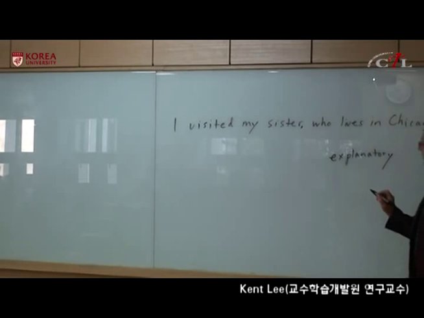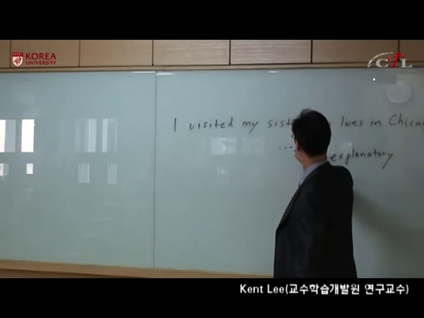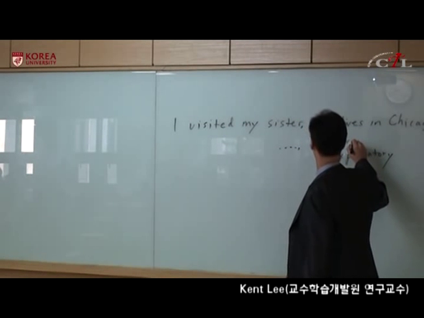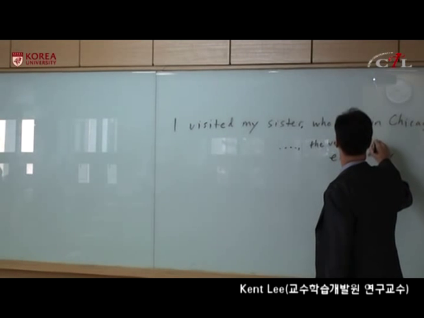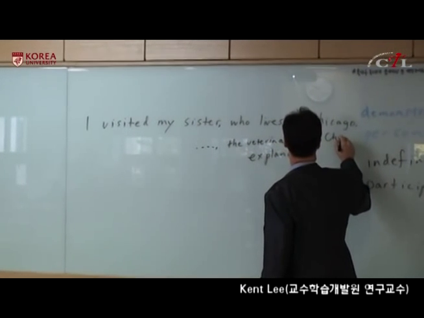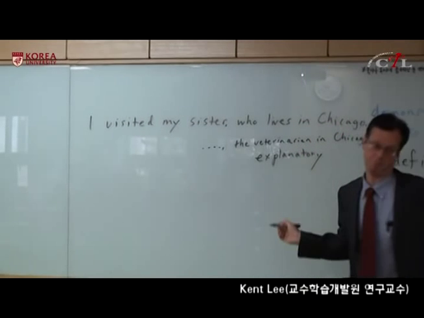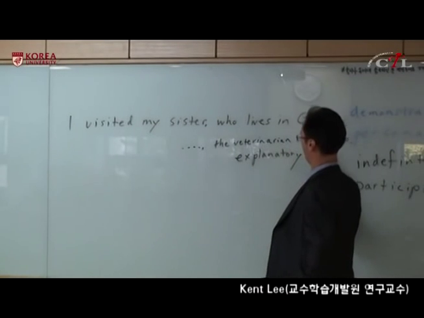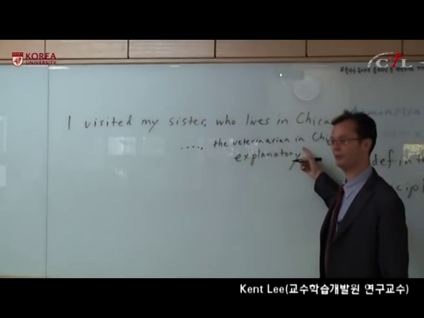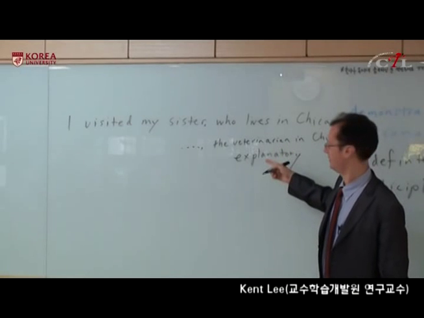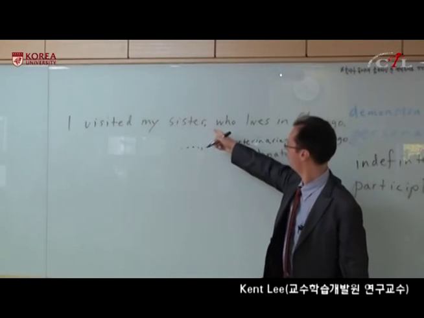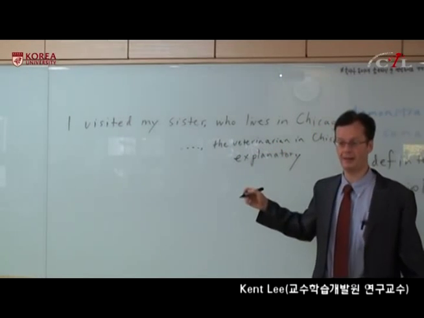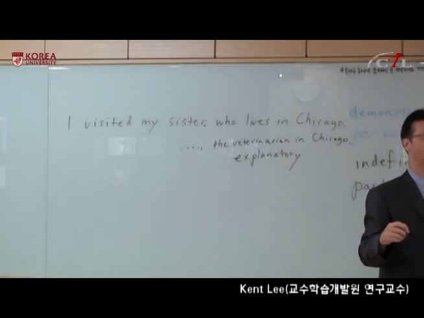It's kind of an explanatory phrase. It would be just like saying, I visited my sister, let's say she's a veterinarian in Chicago. Maybe before I mention, well, my sister is a veterinarian, so I say, I visited my sister, comma, the veterinarian in Chicago. This is an explanatory phrase, simply adding more information. So who with a comma like that, it's just like this one. It's simply an explanatory phrase that's adding extra information.